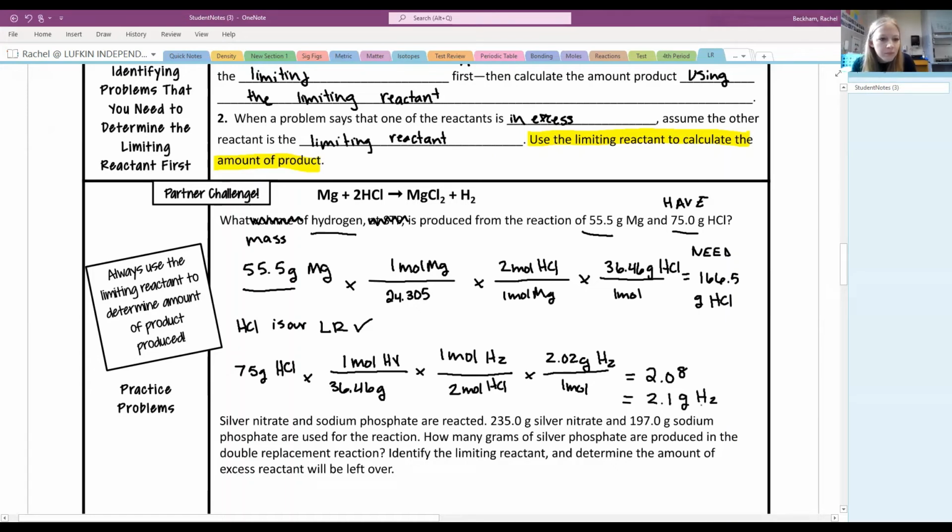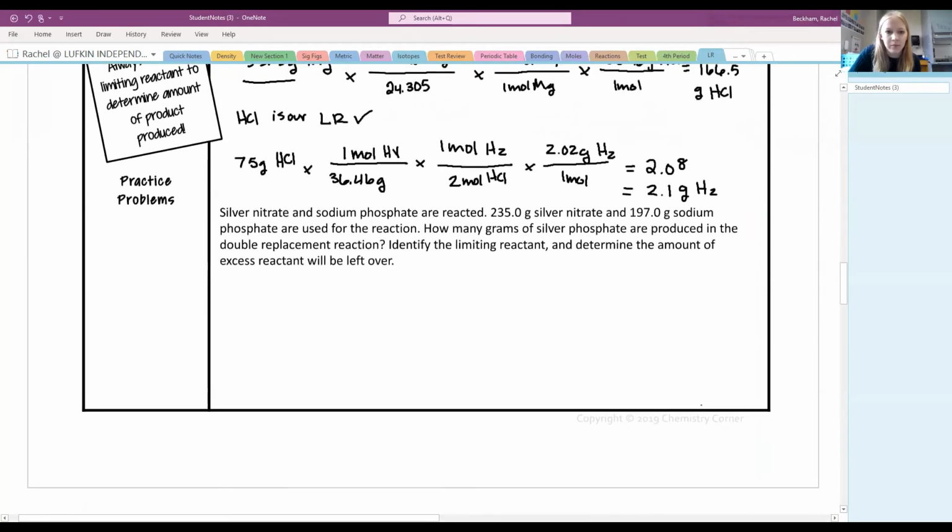All right. So now I've answered my question. I found my limiting reactant because I figured out what I need and what I had, and I determined my limiting reactant. Then I used that number and converted it over to grams of the product that I asked for. And that's it. All right, let's do this last one.